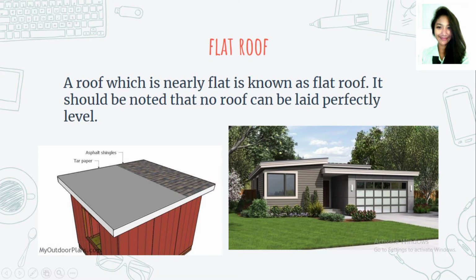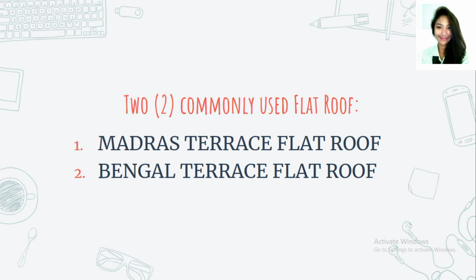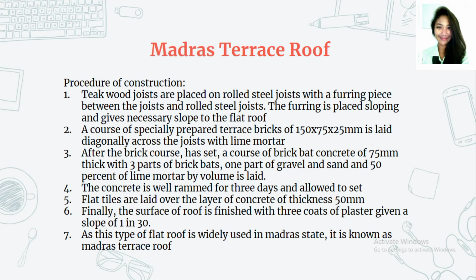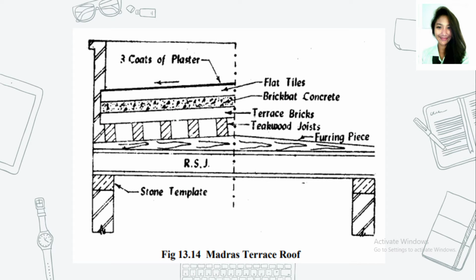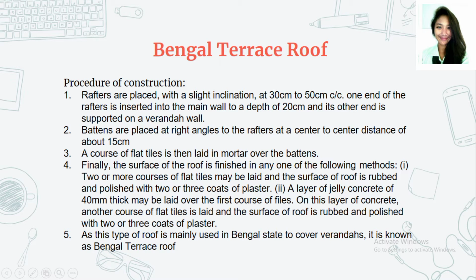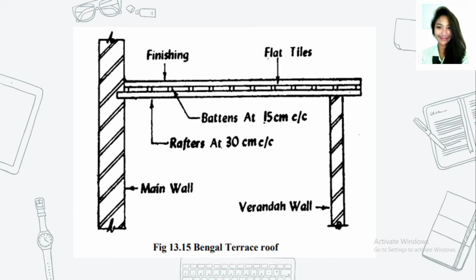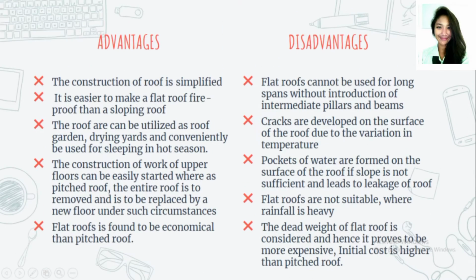So next, there are actually two commonly used flat roofs, the Madras terrace roof and the Bengal terrace roof. So here's the procedure in making Madras terrace roof. Again, I won't read it anymore. And here's how it looks like. And here's the Bengal terrace roof and how it looks like. So to continue, these are the advantages and disadvantages in using flat roofs.